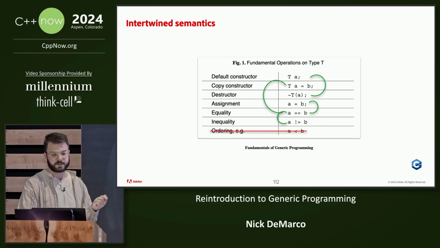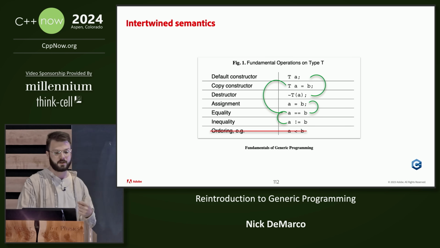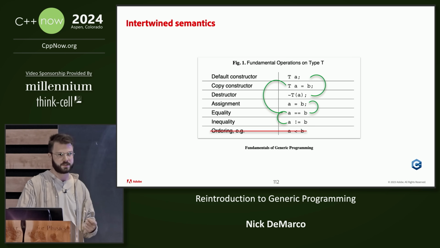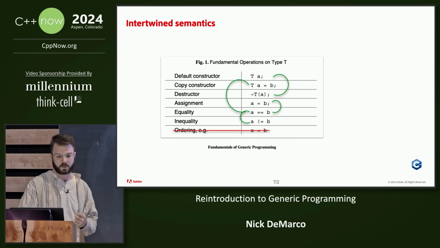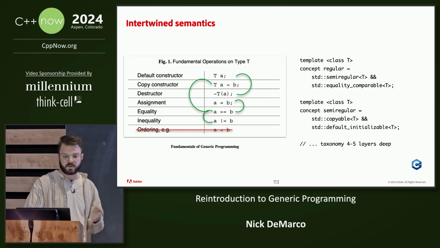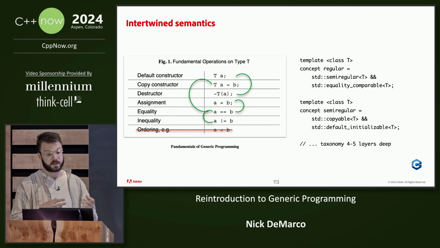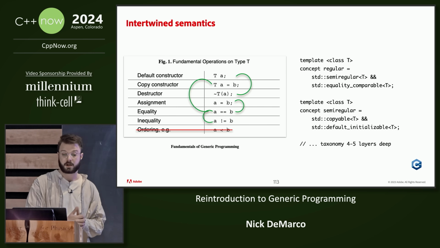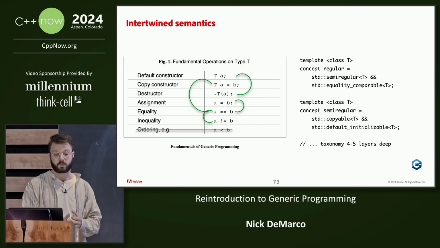My point is these semantics are interconnected, right? Construction implies destruction. Copy implies equality. Equality implies inequality. These ideas build on one another. But of course, there are cases where you can be constructible but not comparable. And so the standards folks broke up this taxonomy into groupings that correspond with real-world use cases.